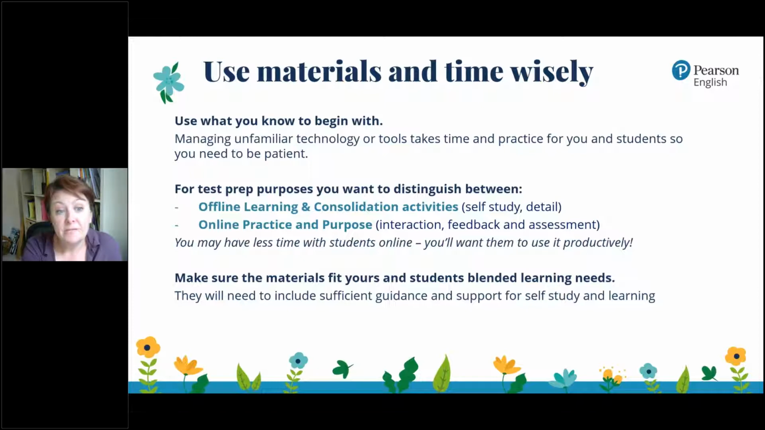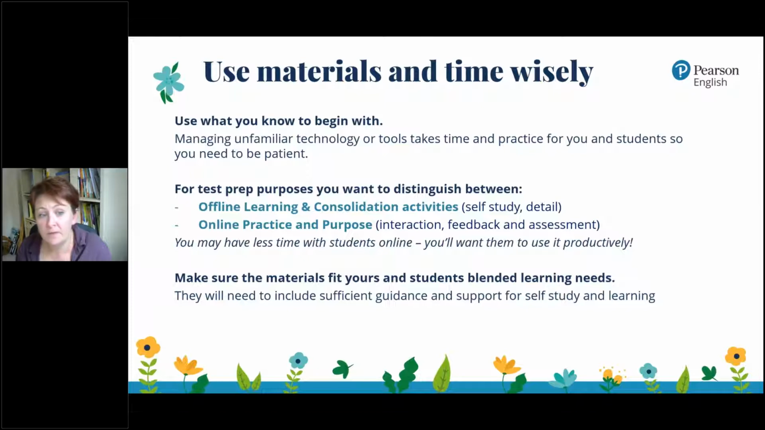Managing unfamiliar technology or tools takes time and practice, and you need to be patient with your students and with yourself. There's a lot of resources out there. There's a lot of free things that you can use, and we'll mention a few of them today. But start by using what you know, what you're comfortable with, and then build up to things that are a little bit more progressive and maybe a little bit more out there.